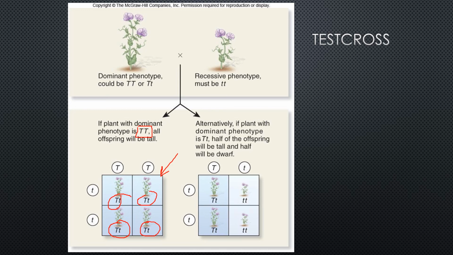Alternatively, if I have been given a tall plant that is heterozygous, when I cross it with our recessive homozygous, then I'm going to have half of my plants being tall and half of them being short. So a 1-to-1 ratio if my parental plant that was gifted to me is heterozygous.